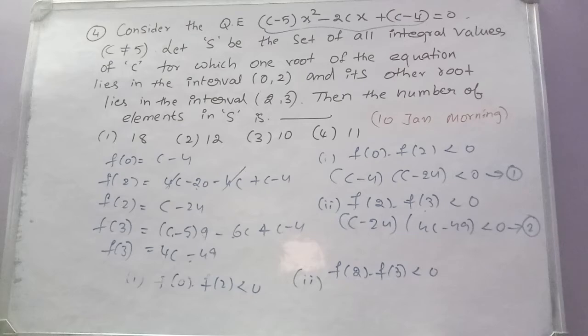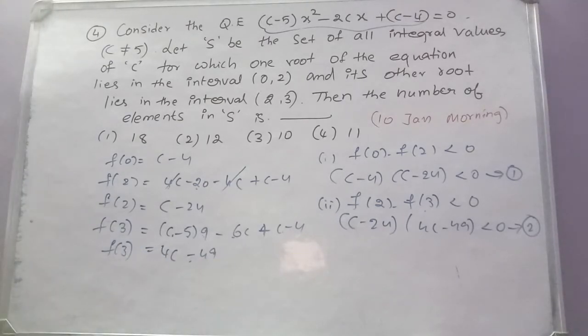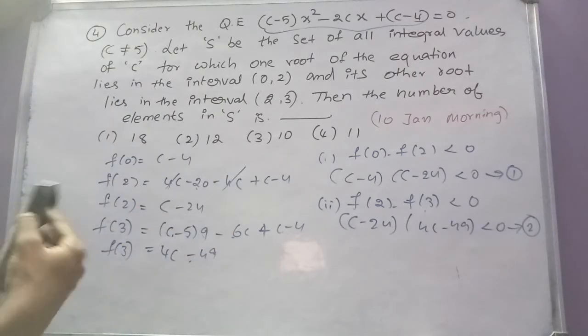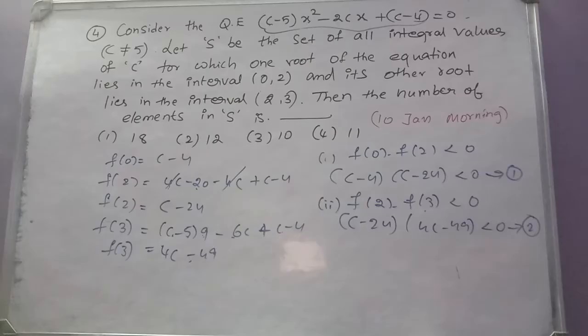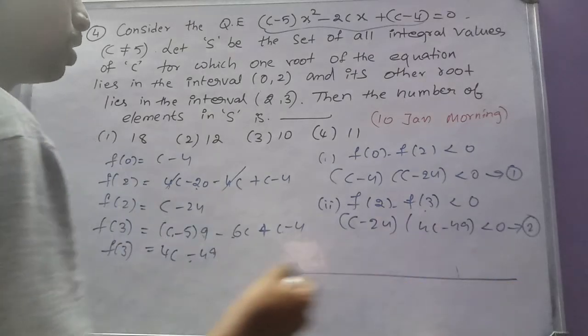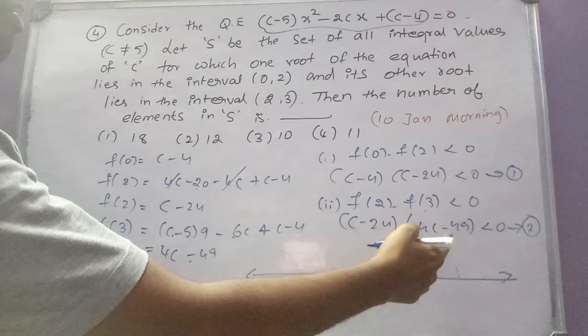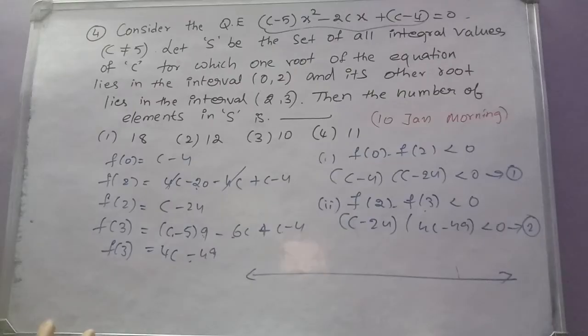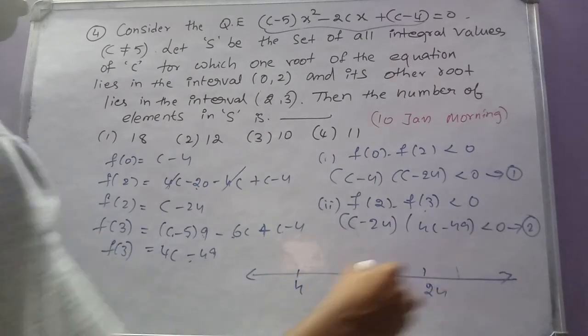To learn how to find the solution set of inequalities, you can watch our videos, solution set of quadratic inequalities, part 1, part 2. At the same time, you can also use the wavy curve method. You can use any of these methods. You can check it in our playlists. So let us go to the number line. The zeros here are 4, 24, and here 49 by 4. 49 by 4 is 12.25, right? So 4, then 49 by 4, and then 24.